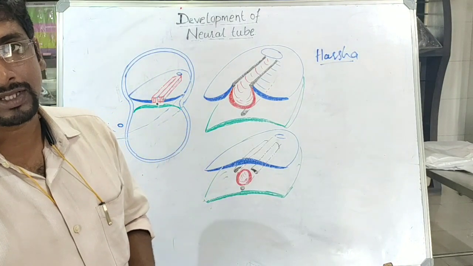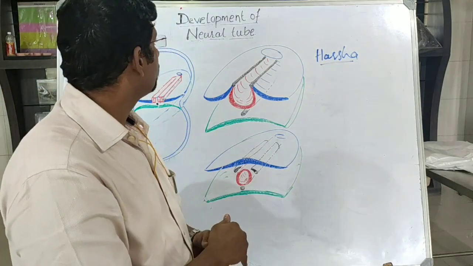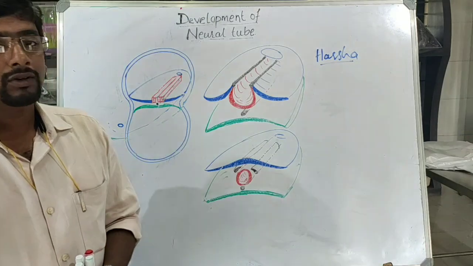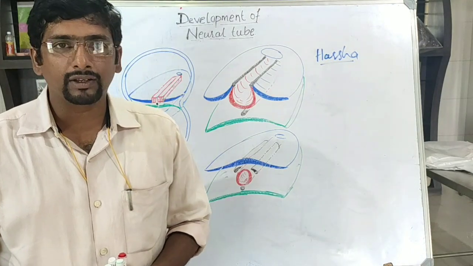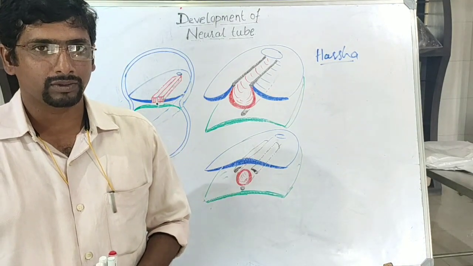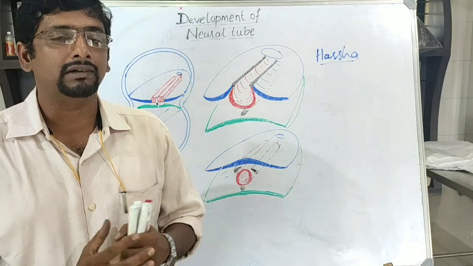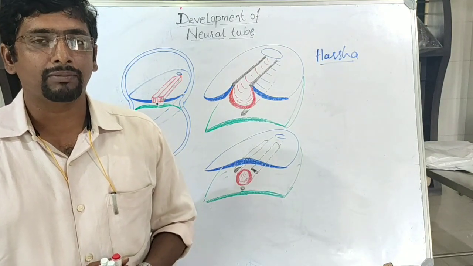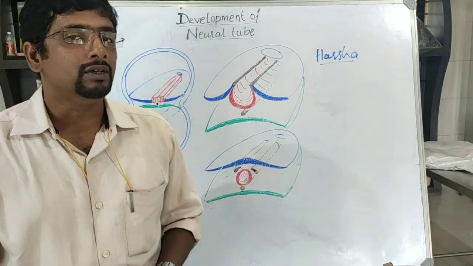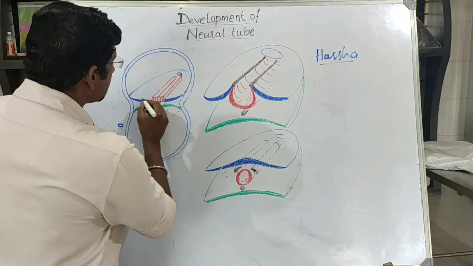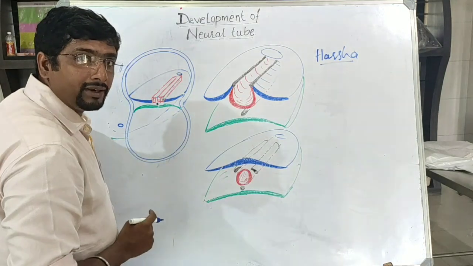Today we are going to discuss the formation of the developmental part of the neural tube. Before understanding the neural tube, we should know the general structure present in the trilaminar disc, so that it will be easy for us to understand the neural tube. First, see, this is a trilaminar disc, right?